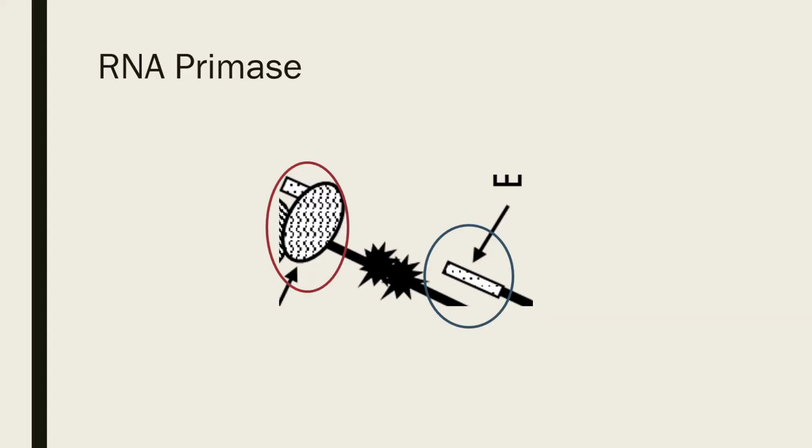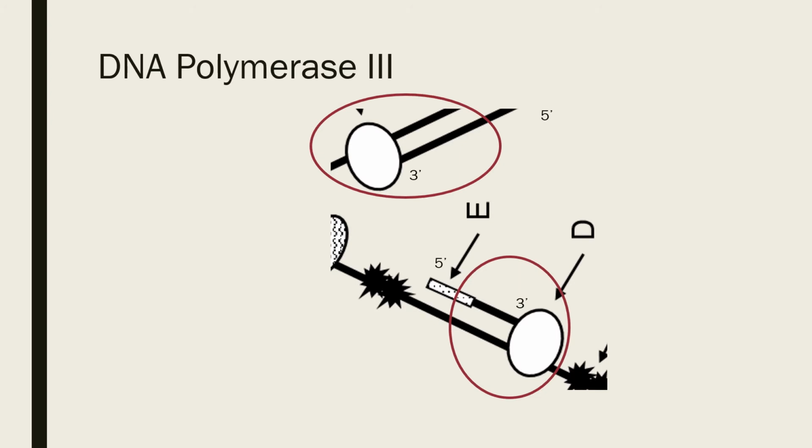The formation of new strands of DNA is begun through RNA primase, seen in red. RNA primase creates RNA primers, seen in blue. These RNA primers are then added onto with DNA nucleotides, which extends the DNA molecule. The addition of DNA nucleotides is done by DNA polymerase III. DNA polymerase III can only act in the 5' to 3' direction.